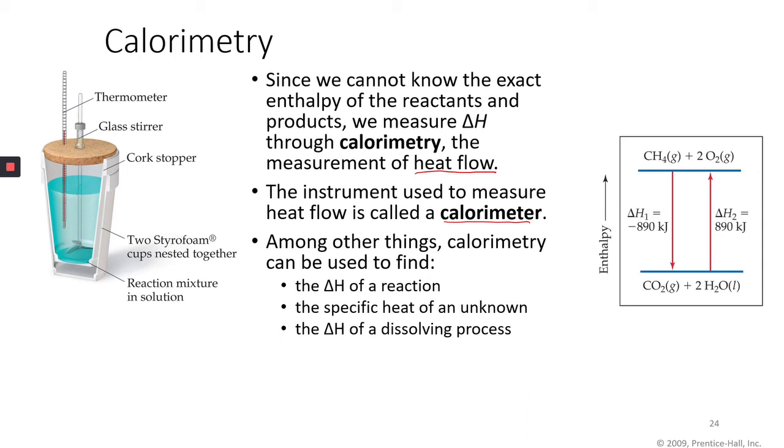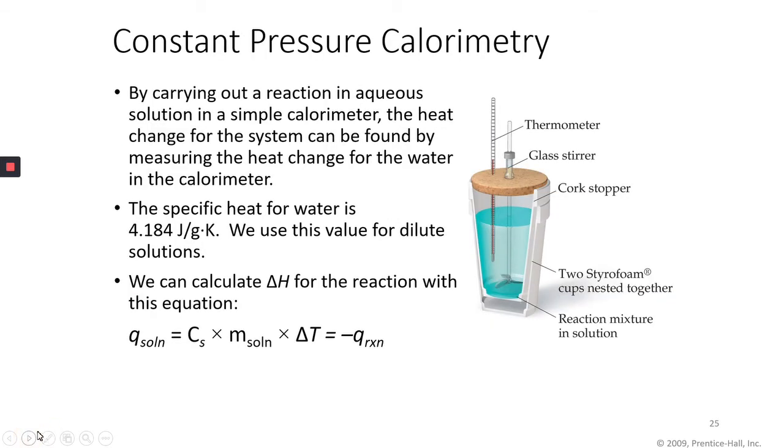So what do we use calorimetry to find? Well, we could find delta H of the reaction. We could also use it to find the specific heat of an unknown, or we could find delta H of a dissolving process. Since most of our calculations are going to occur at constant pressure, or 1 atmosphere, whatever the pressure of the environment is, we could do constant pressure calorimetry.